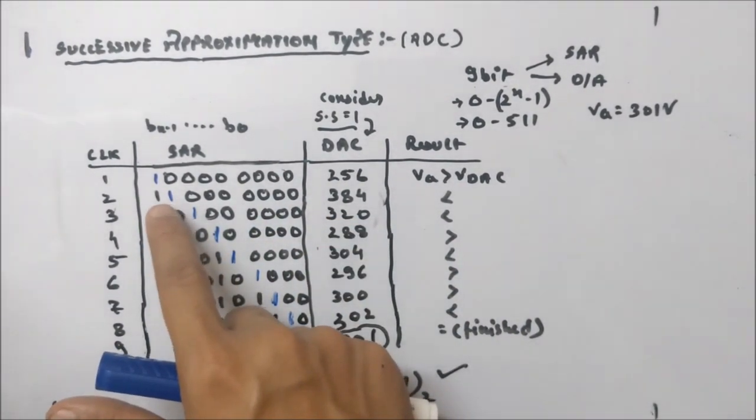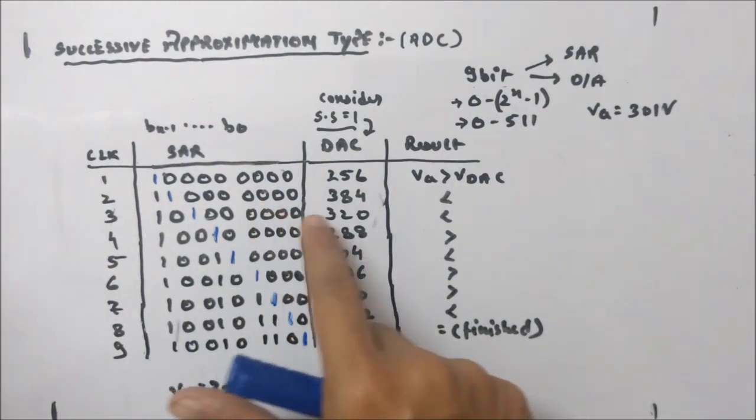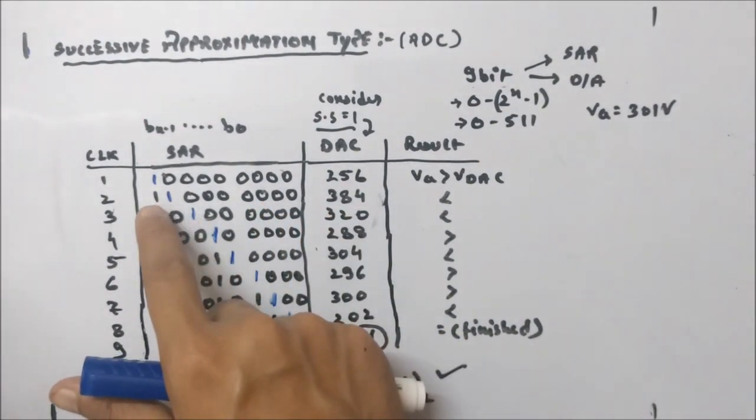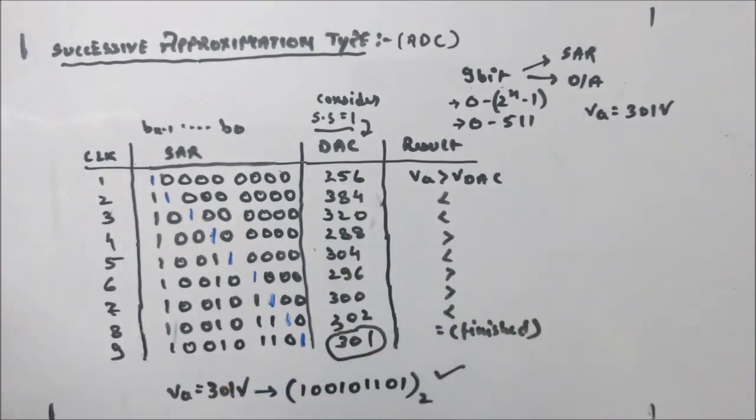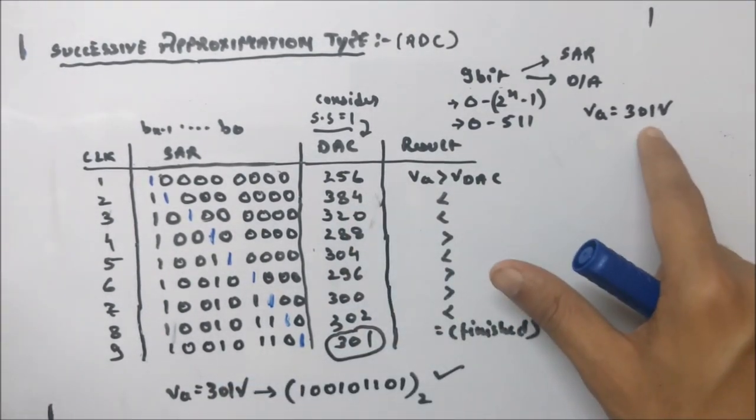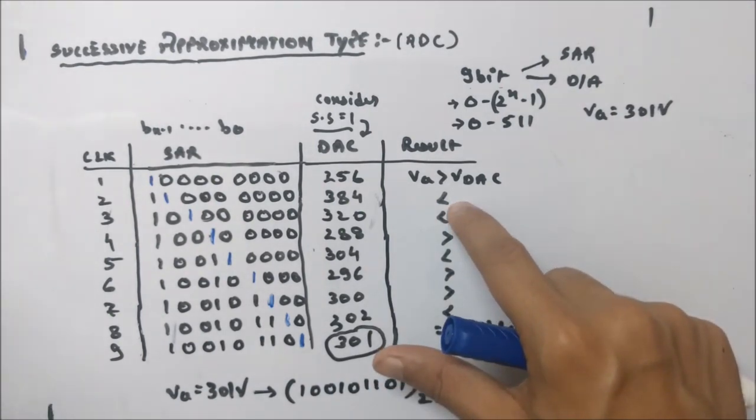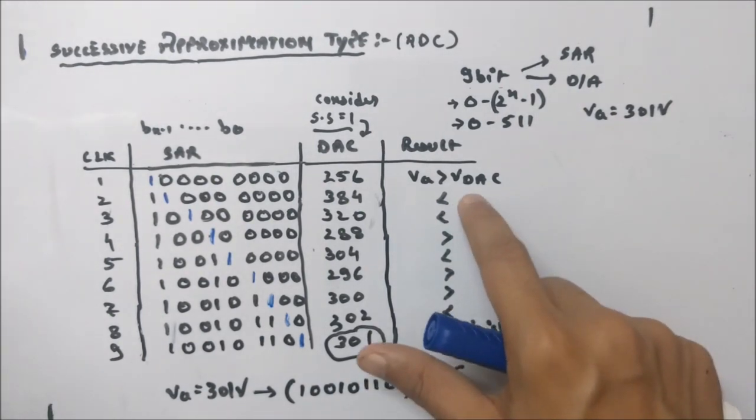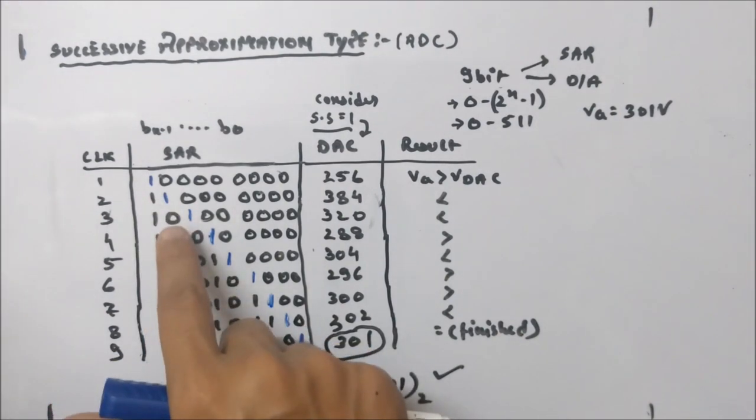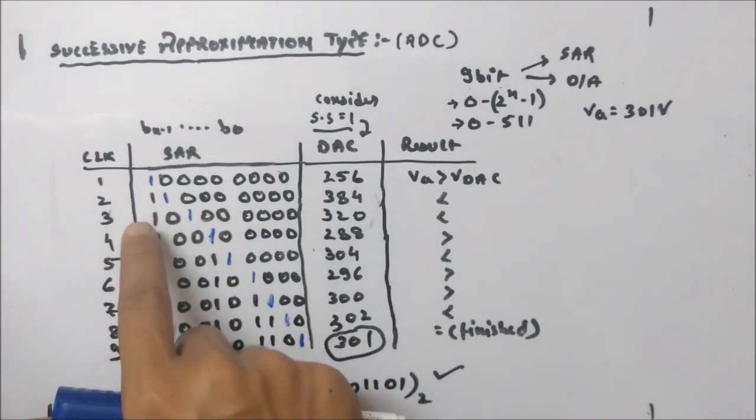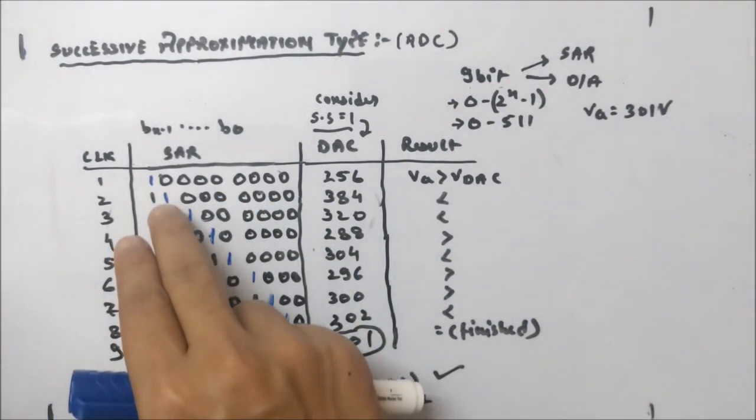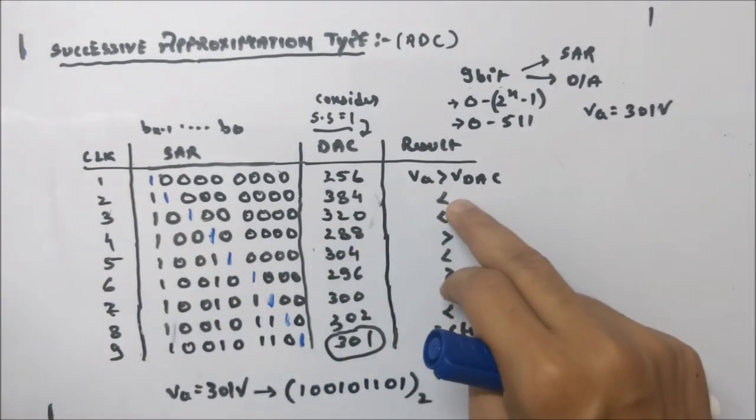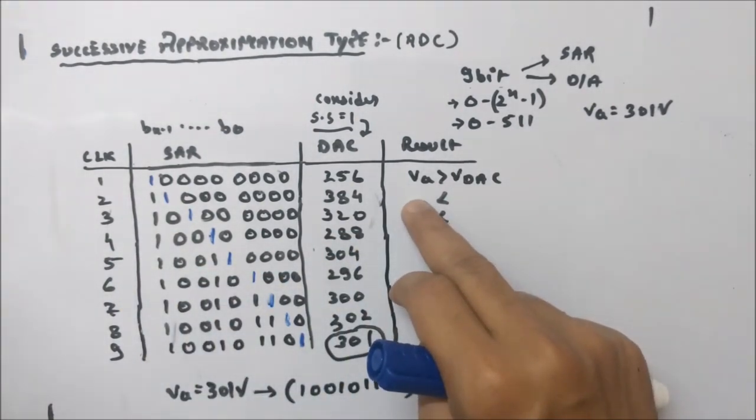Now if you set it like this, the decimal equivalent will be 384. 2 to the power 8 and 2 to the power 7, 256 plus 128, that is 384. If you compare again, 301 is less, so I have made a less than sign. So you can say that this bit will be set to 0. Now this bit is already set, you don't have to change it, nothing will happen. But the bit which was under check will be set to 0 because in the result VDAC came out to be greater than VA.